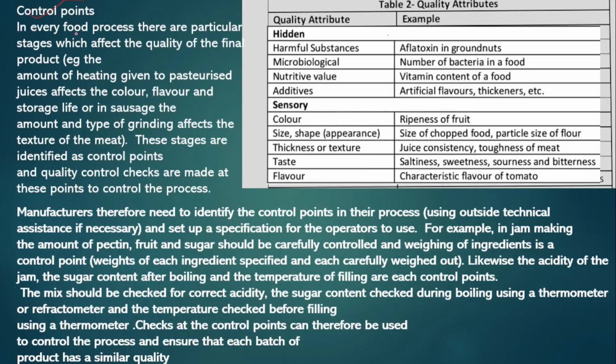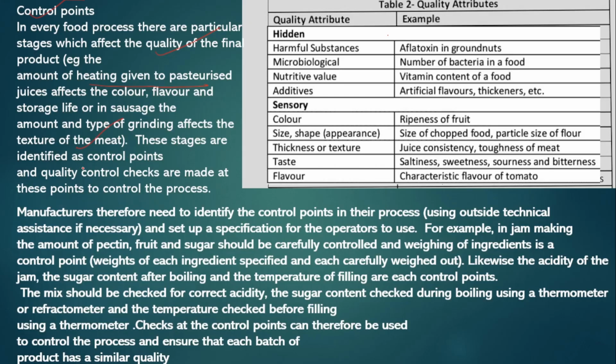Control points. In every food process, there are particular stages which affect the quality of the final product. For example, the amount of heating given to pasteurized juices affects the color, flavor and storage life, or in sauces, the amount and the type of grinding affects the texture of the meat.